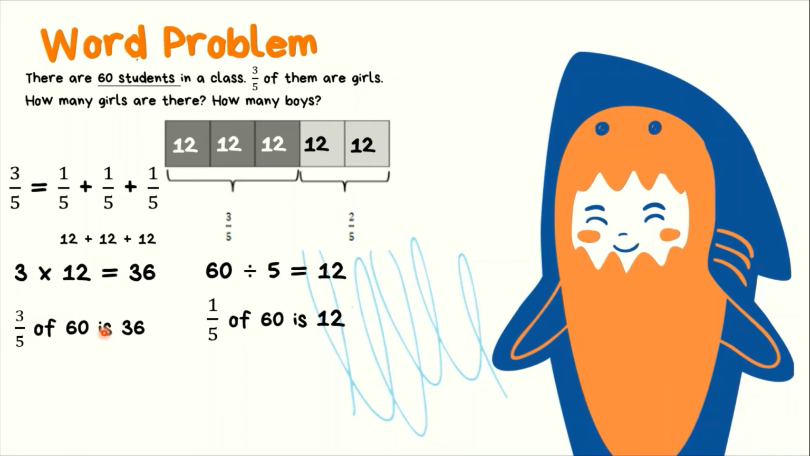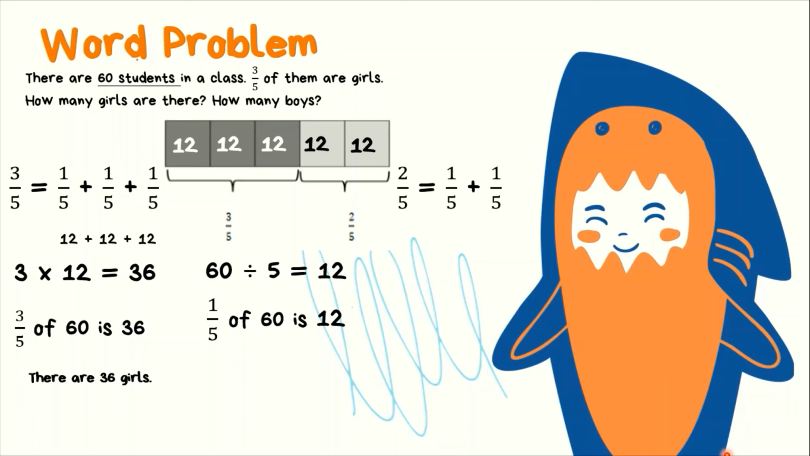Paano naman nakuha ito? Multiply din natin. 3/5 times 60. 3 times 60 is 180. 5 times 1 is 5. 180 divided by 5 is 36. Therefore, we can say that there are 36 girls. Out of 60 students in a class, 36 of them are girls.